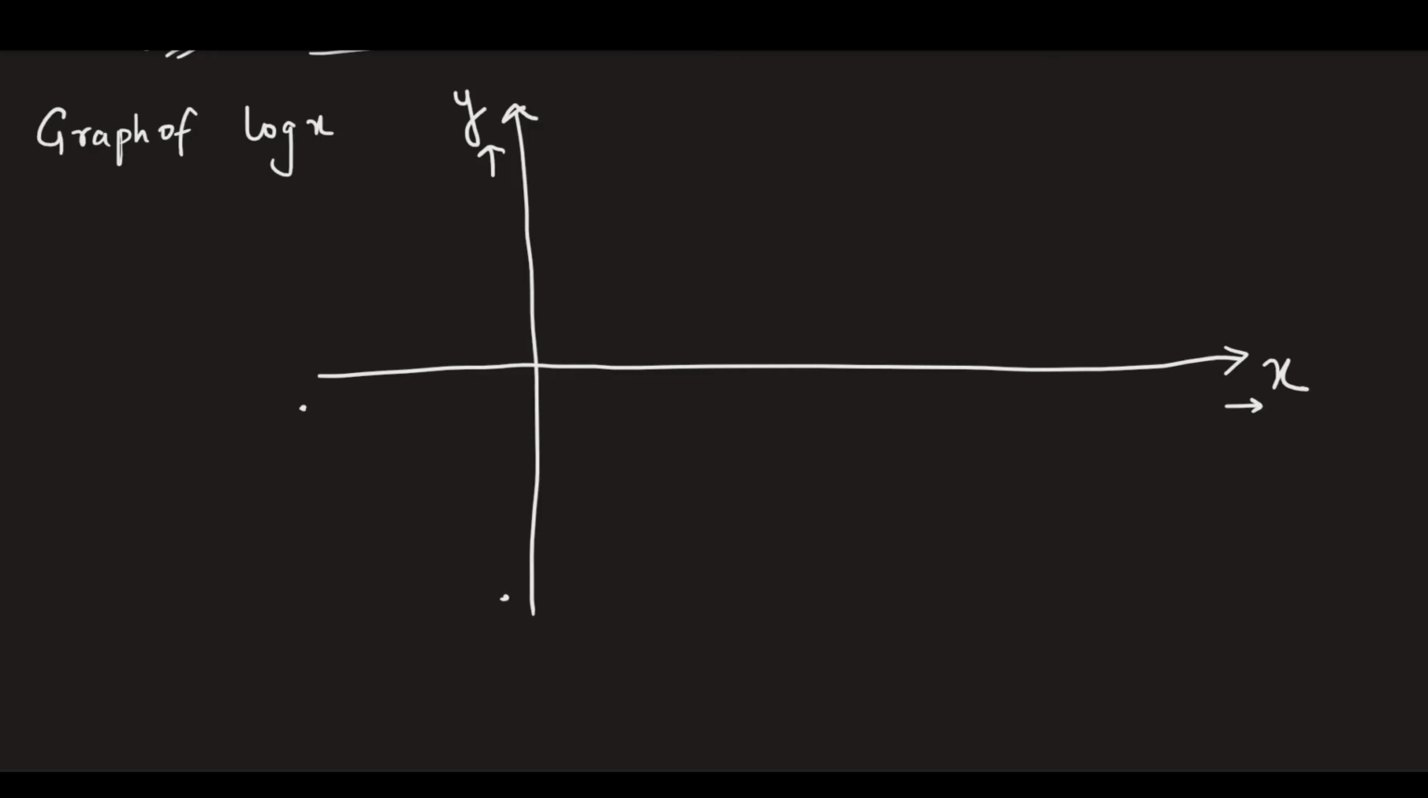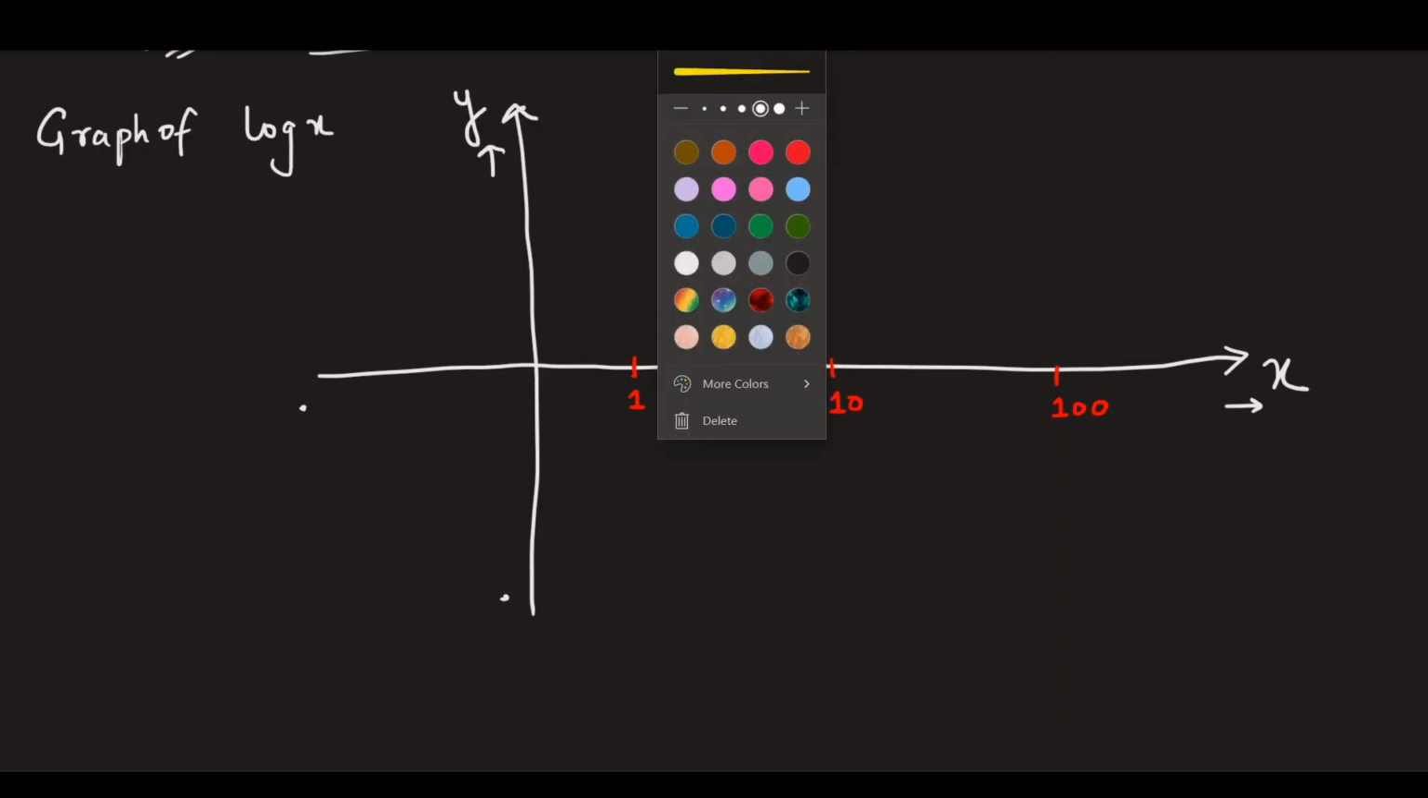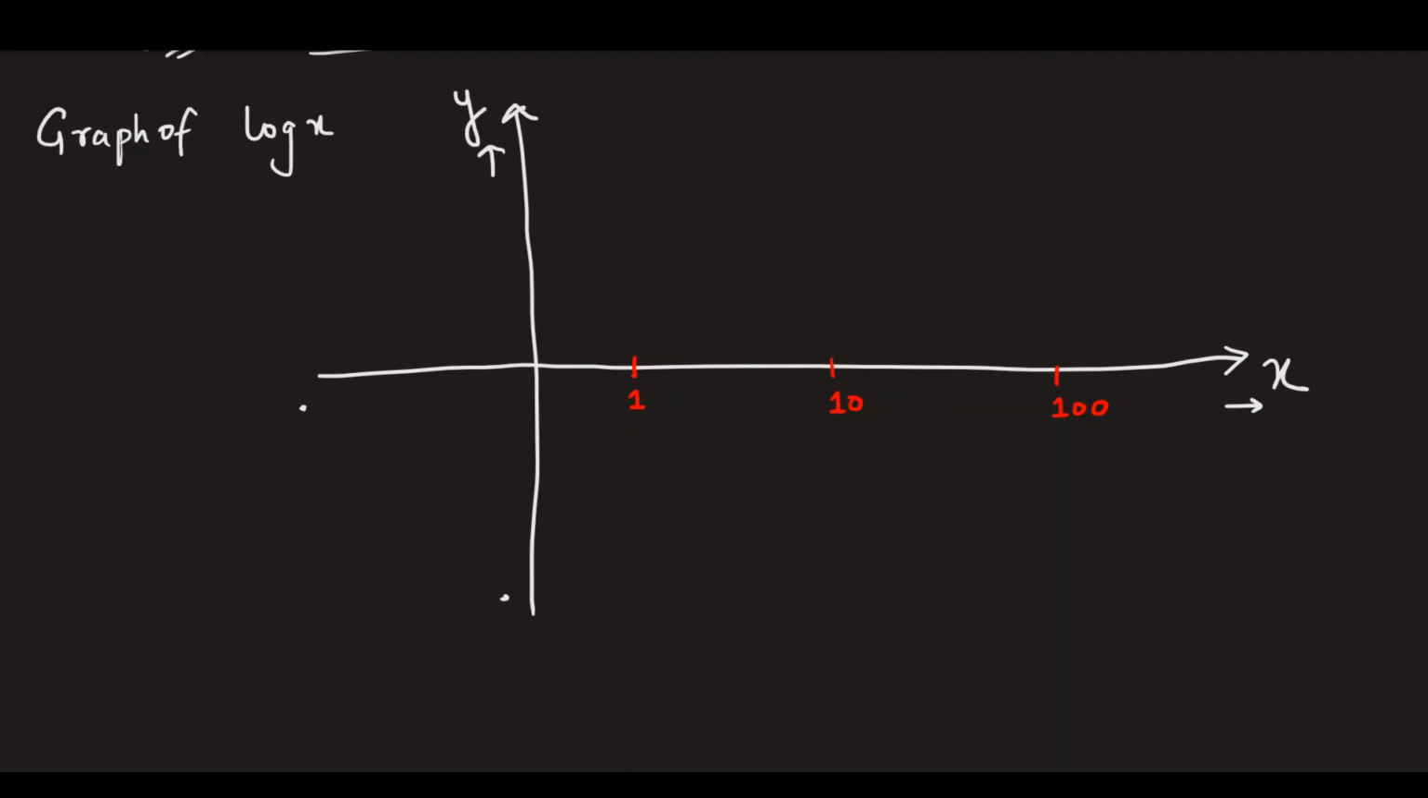Say we are mentioning the point 1, then we are mentioning the point 10, then the point 100. The graph is not to scale, because 100 would be way ahead of 1. So let's start. Now we start with the value x equal to 10. Then log of 10 to the base 10 is 1.